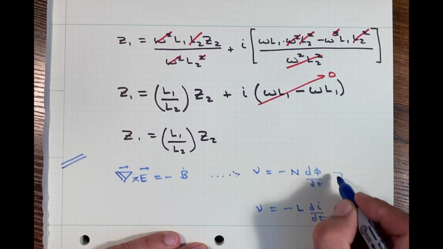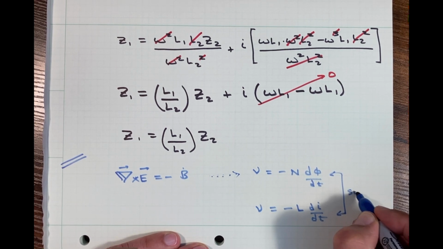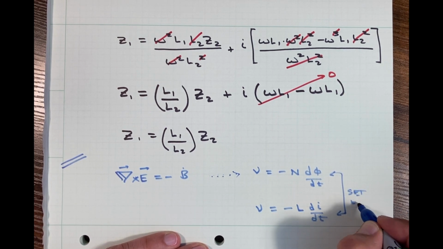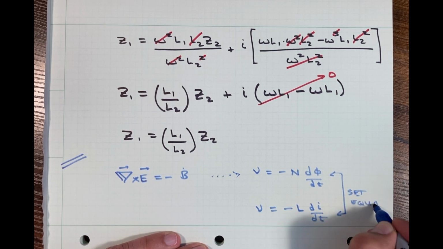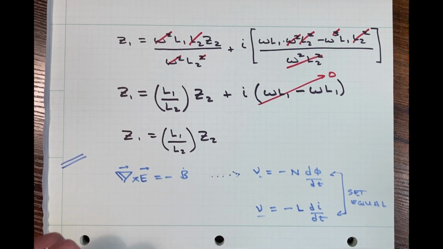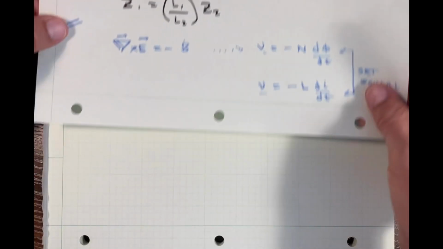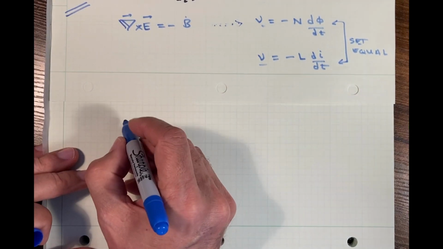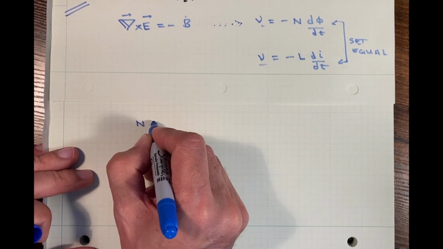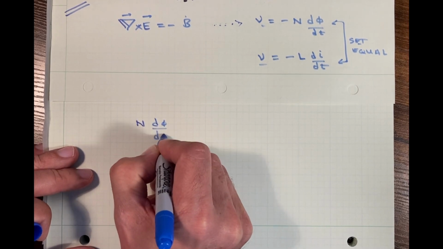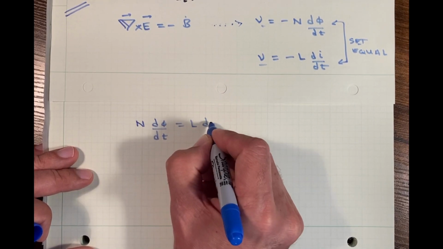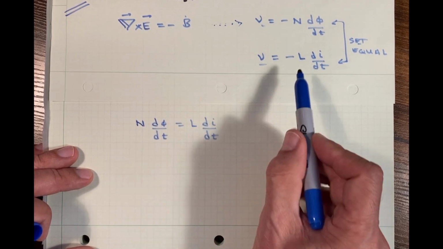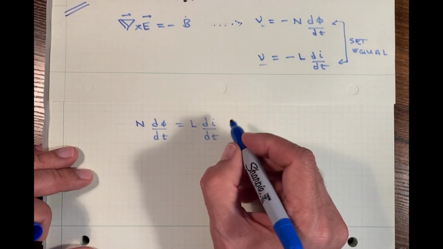Now, these two, of course, can be set equal because they're both electromotive forces. And what we end up with is, let's leave that one right there, and we can see it right there. And then we have N dΦ/dt equals L di/dt. The negative signs have canceled, and we've just set those fellows equal.